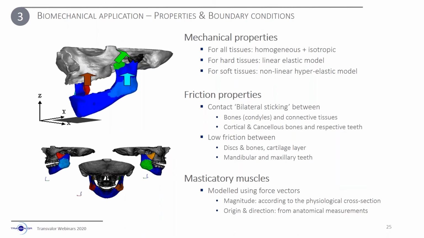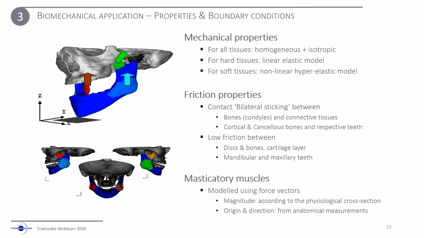After completing this first step of getting the geometrical data, to set up the simulation, obviously we need to define mechanical properties, friction properties, and movements. Different mechanical behaviors have been applied to the tissues, to the hard tissues, soft tissues, and to the bone as well. With respect to friction, some sticking conditions have been defined between connective tissues and the bones, between the teeth and some of the cancellous bones as well. And low friction conditions have been applied between disc and bones, the mandible and the teeth, etc.